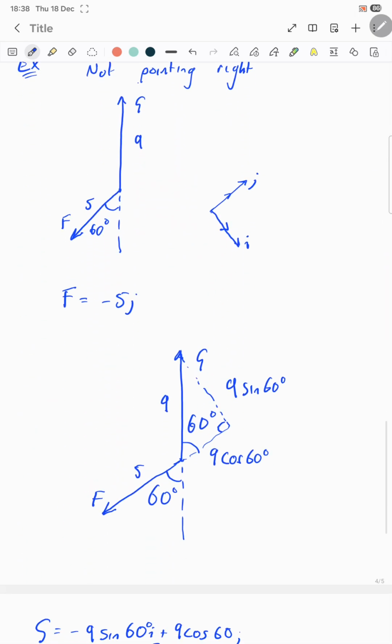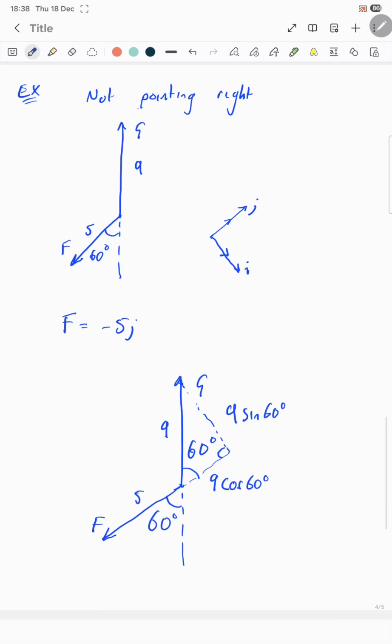Now here's another example. If it's not pointing to the right, we can always rotate axes, because axes are made up. Our coordinate systems are invented by humans just for convenience, so we can do whatever we want with our coordinates. So in this instance, we're going to rotate it here. So now our magnitudes are 5 and 9. So again, that would be in newtons.